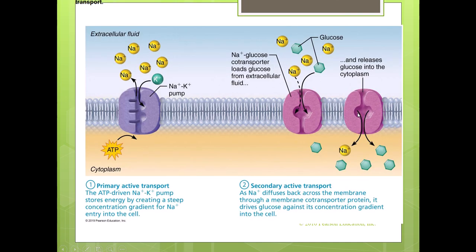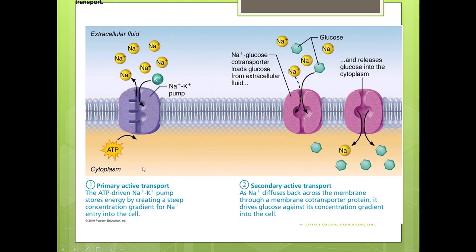Well, by constantly pumping sodium against its concentration gradient and keeping a high concentration of sodium in the extracellular fluid versus the intracellular fluid, we get a hill, right? We get a gradient. We get high here, low here. That makes a gradient. Well, guess what happens when we have a hill? Stuff moves down it.